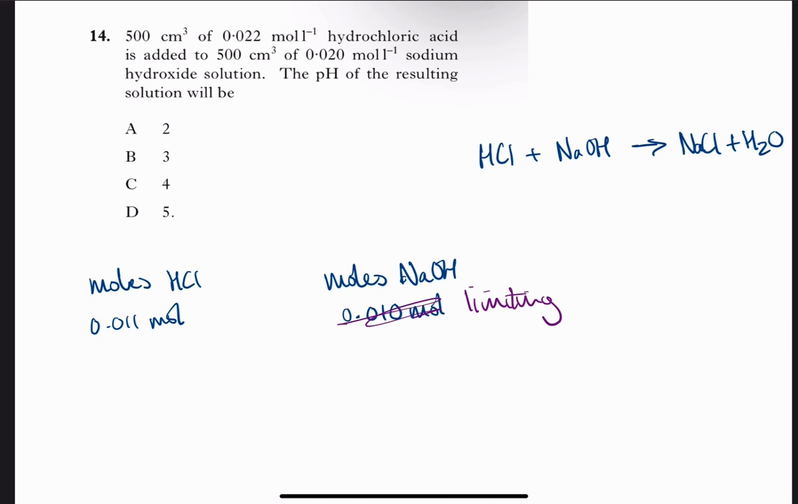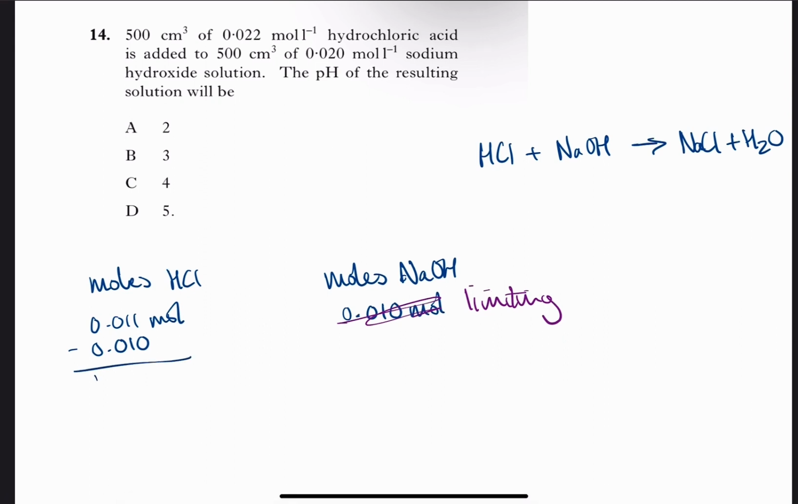And then that means that the acid is in excess, you're going to have some hydrogen ions left over, and you would specifically have, if you take the moles of sodium hydroxide away, 0.001 moles of hydrogen ions left over in excess.